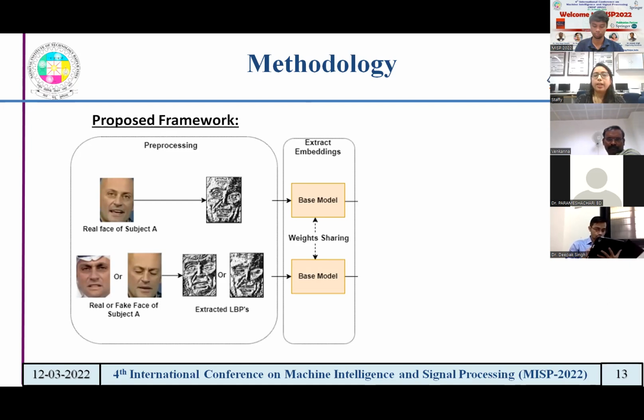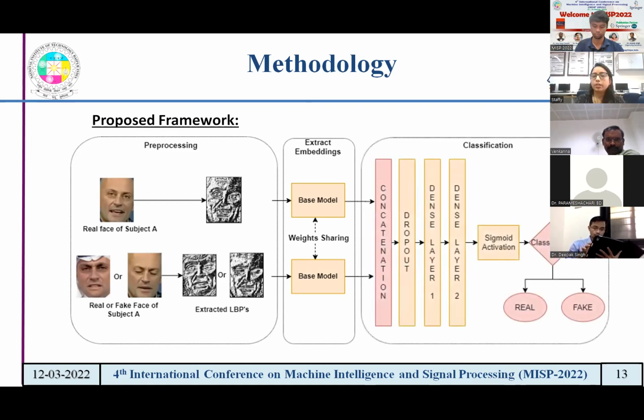After extracting embeddings from the base model, a classification phase is there, which concatenates the embeddings and then performs classification using 2 dense layers and sigmoid activation. So this is the whole methodology.